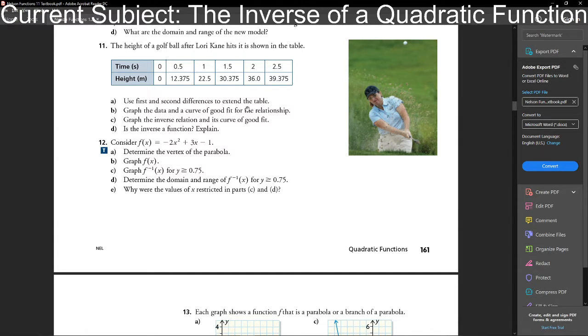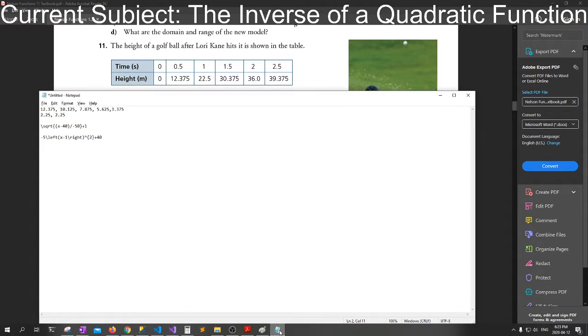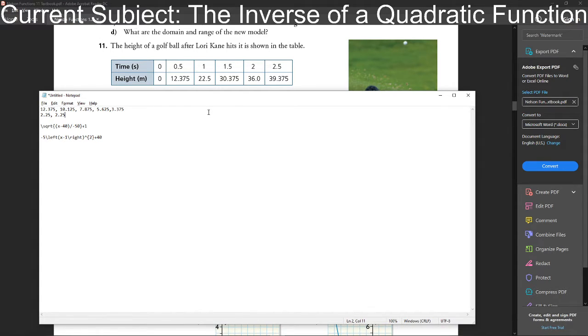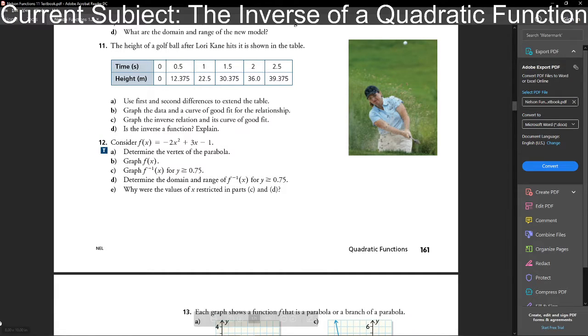Use first and second differences to extend the table.